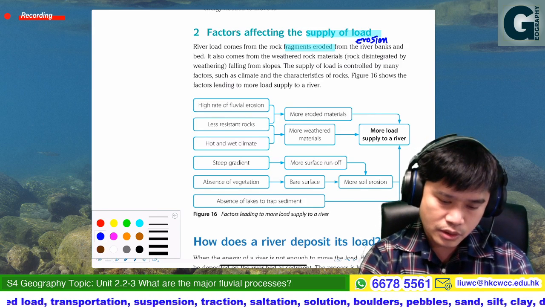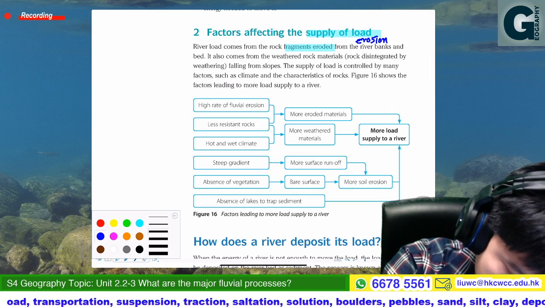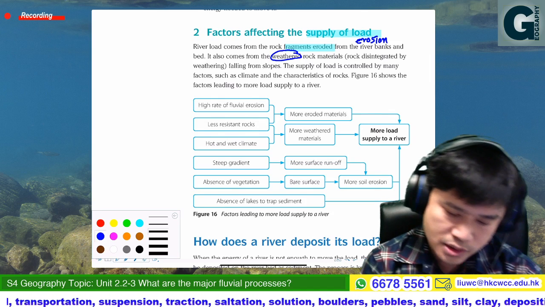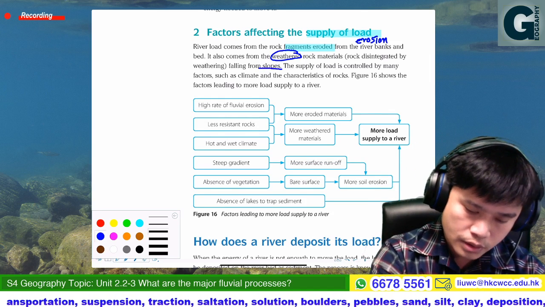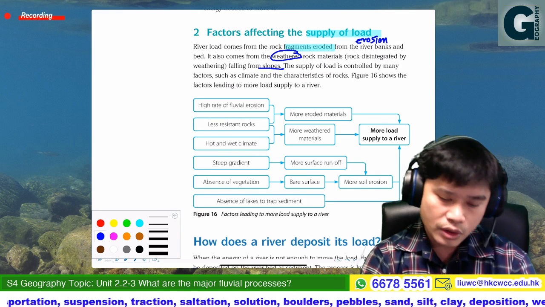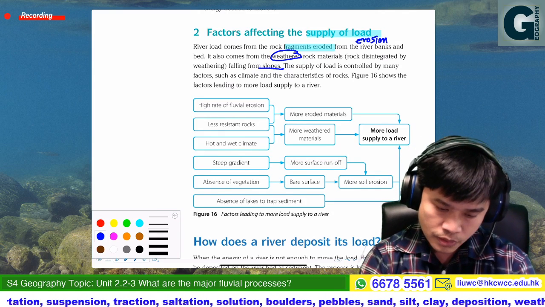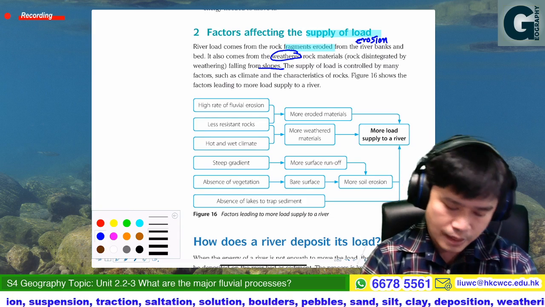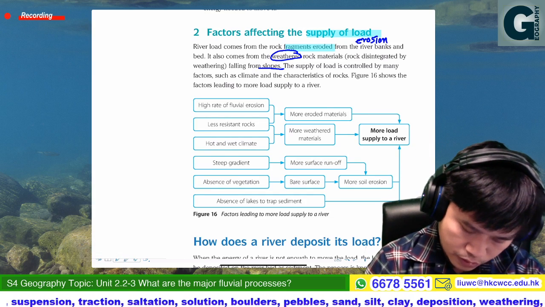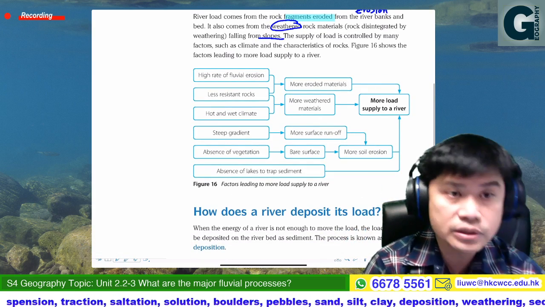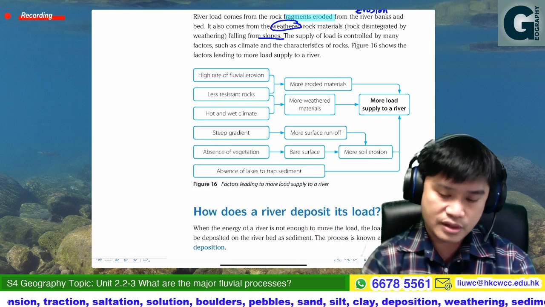It also comes from weathered rock material, so that would be from the slopes on the land. All of this is the supply of load. So what factors may affect the real supply of the load? You may have a look at figure 16 there, figure 16.